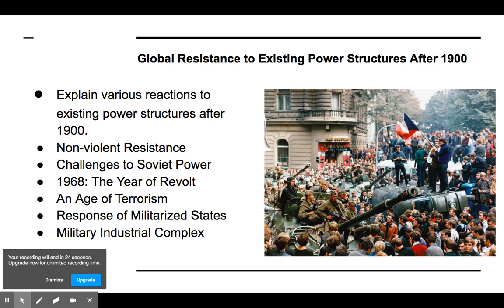Global resistance to existing power structures after 1900. Students were asked to explain various reactions to existing power structures: nonviolent resistance, challenges to Soviet power, 1968, the year of revolt, an age of terrorism, response to militarized states, and the military-industrial complex were all reviewed.